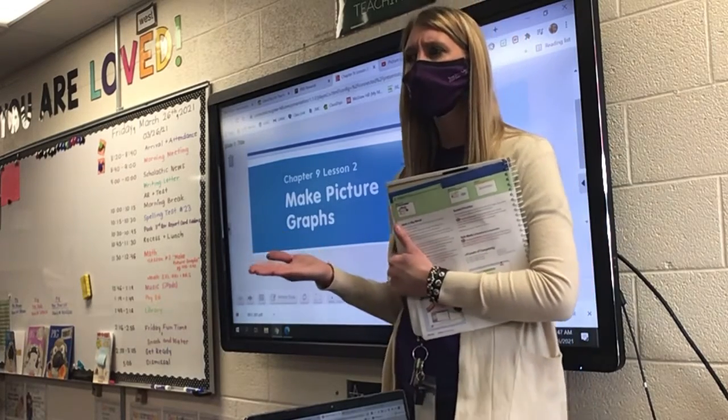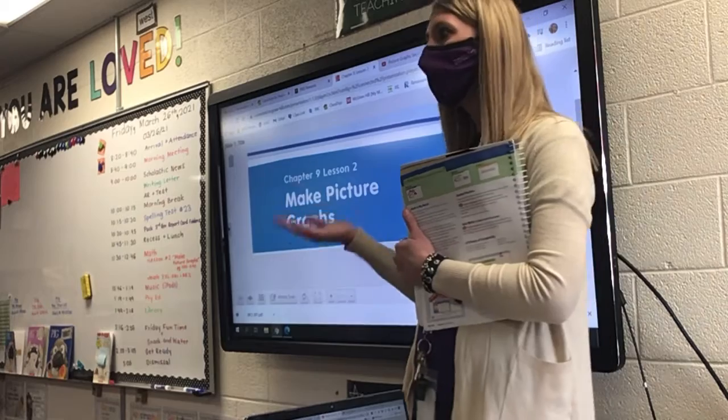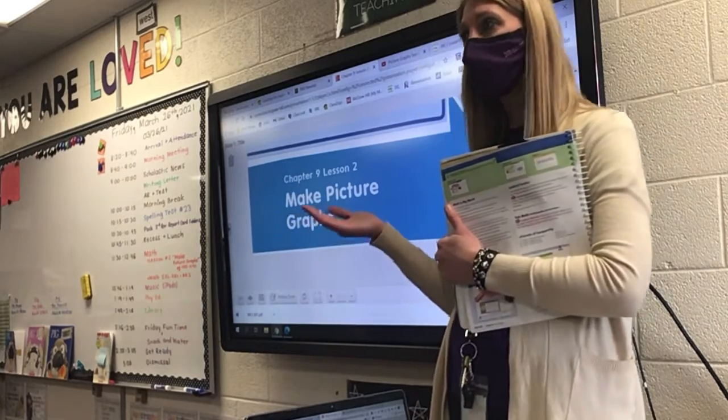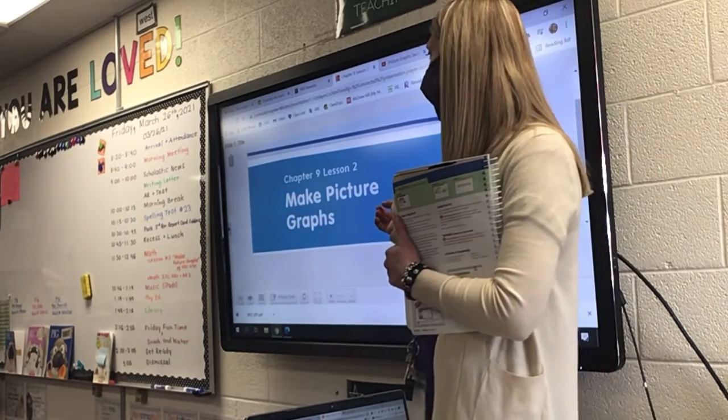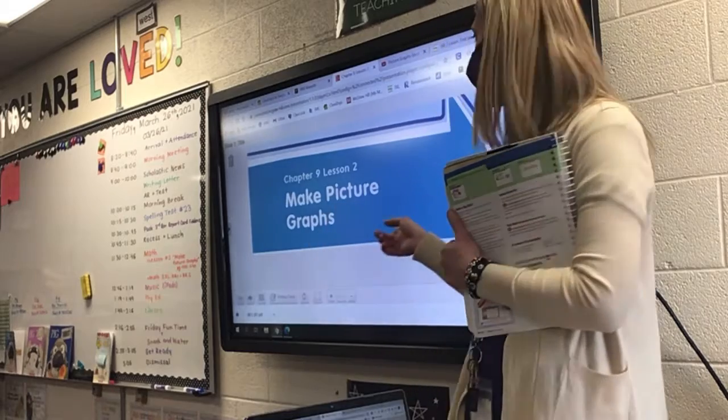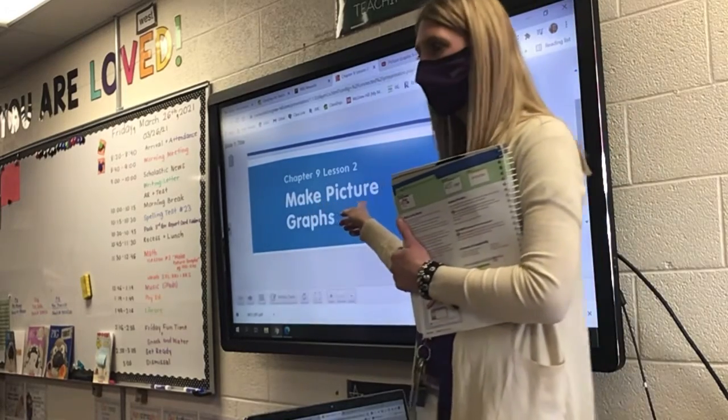Raylan, what did we do? Tally marks. We made tally marks. So again today, we might be using tally marks again, but we're going to be learning how to make a picture graph.